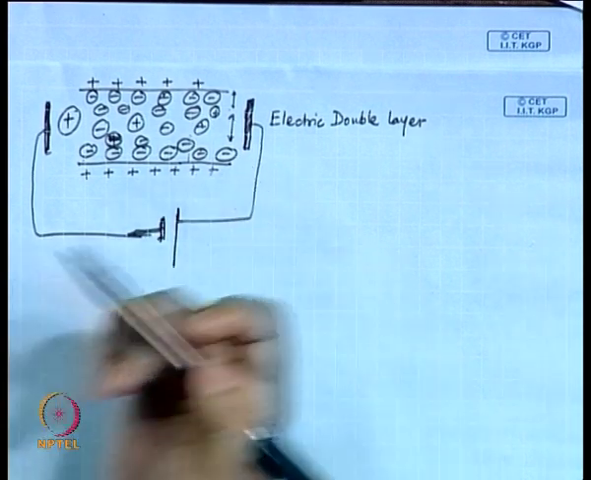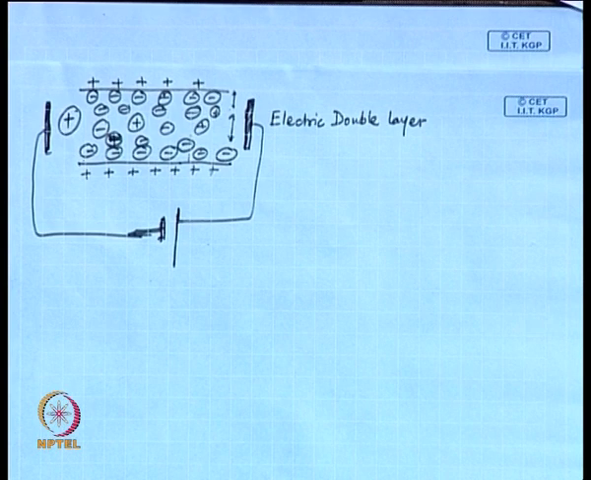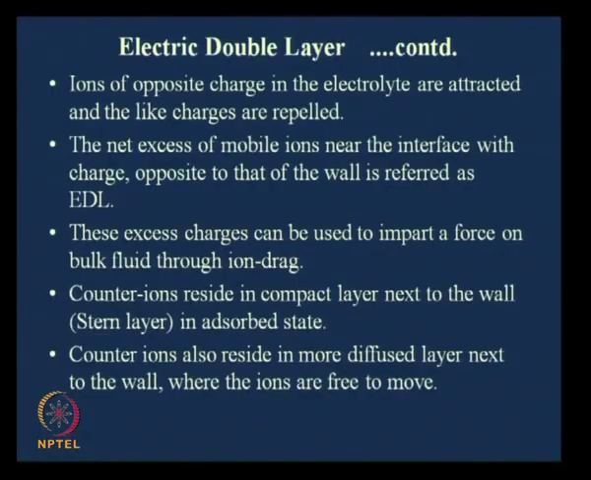If I look at the PowerPoint slide, what we see here is that ions of opposite charge in the electrolyte are attracted and the like charges are repelled. The net excess of mobile ions near the interface, with charge opposite to that of the wall, is referred to as the electric double layer. These excess charges can be used to impart a force on the bulk fluid through ion drag.